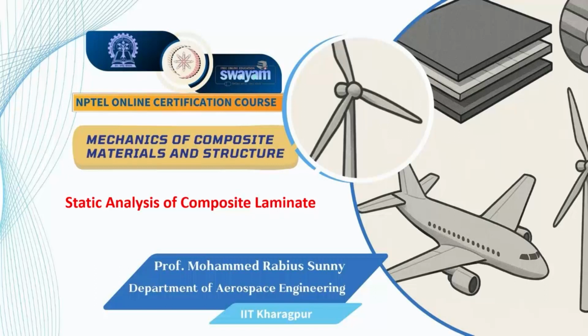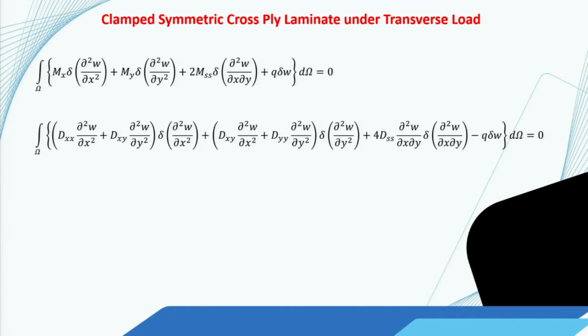Welcome to the sixth lecture of this week. In the last lecture, we saw how we can analyze a laminate using Reed's method. We will do one particular case related to that today. So, we have chosen a cross ply laminate which is symmetric and that is clamped at the 4 edges.